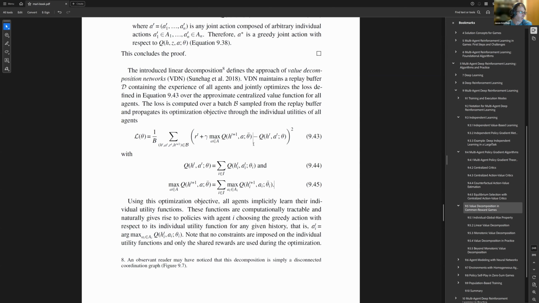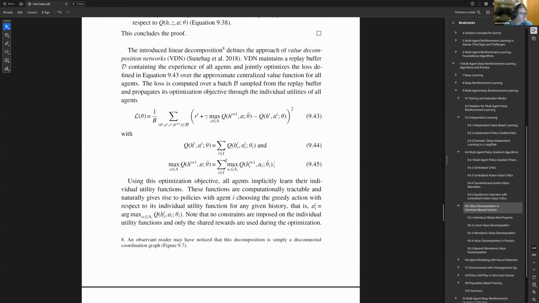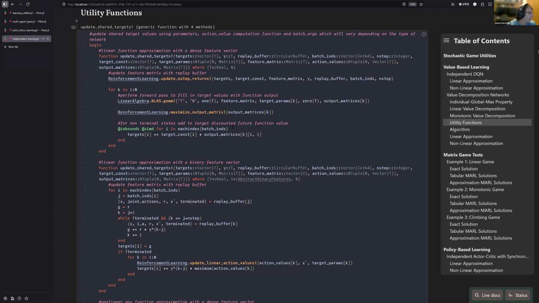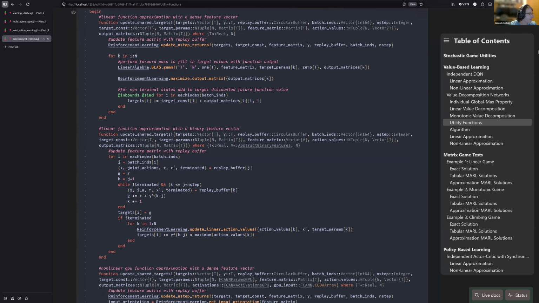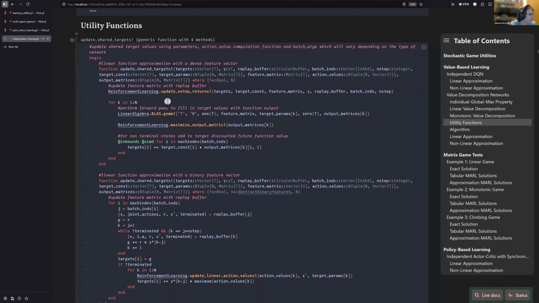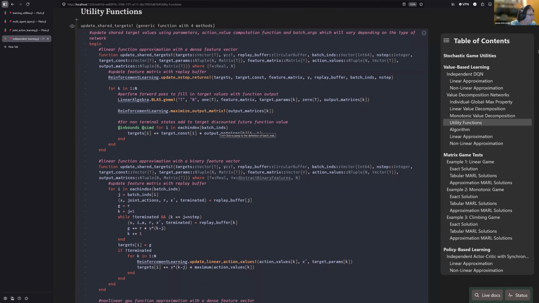So we have to take all of these individual utility functions together and use that, and again, we only have to take the maximization over the sub utility function and just its set of action values. But that is what's being done here for these target values. This is for a case of linear approximation, where the parameters for the function are just represented by a matrix. But again, we have n of them, one for each agent.